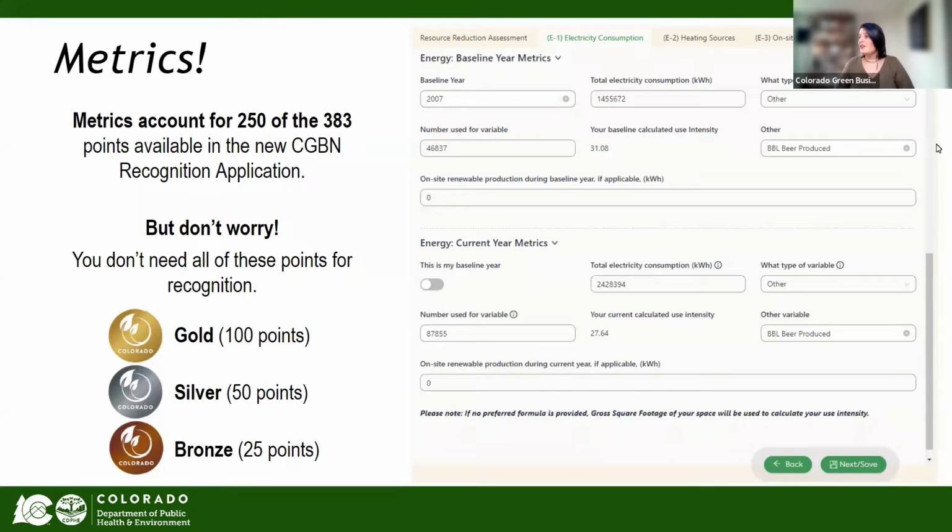So what we have here is a section for our baseline year metrics and a section for our current year metrics. And you can see we have it all filled out and that it's auto calculating use intensity. So we're going to talk through exactly what each of those terms means so that we're all on the same page and can move forward with the application really easily.